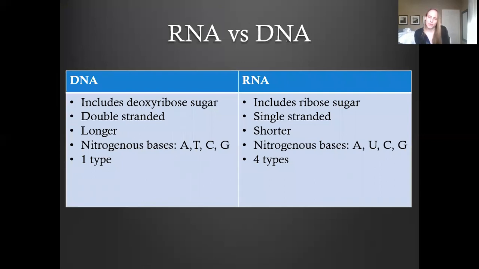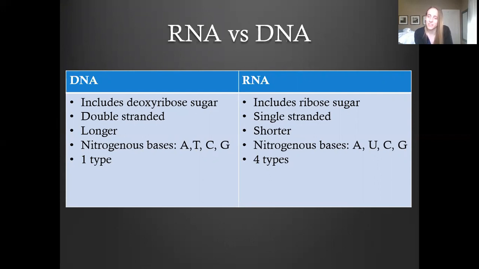Okay, the last thing I briefly want to talk about is the difference between DNA and RNA. So DNA we've talked a lot about. It is made of the deoxyribose sugar, which is where the D in DNA comes from. It is double-stranded. It's fairly long. It has the nitrogenous bases A, T, C, and G, and there's only one type.